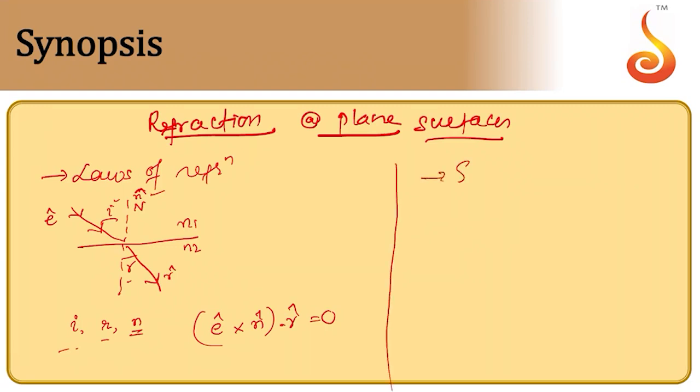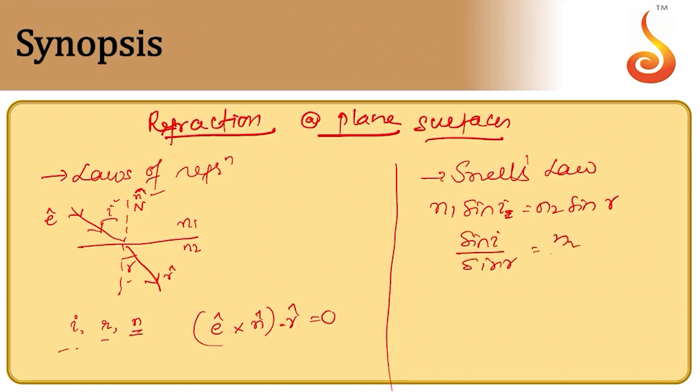Another law which is quite useful is Snell's law, according to which n1 sine i is equal to n2 sine r. Or we can write sine i divided by sine r is equal to n2 by n1, that is, the refractive index of the second medium with respect to that of the first medium. This is also written as 1n2.